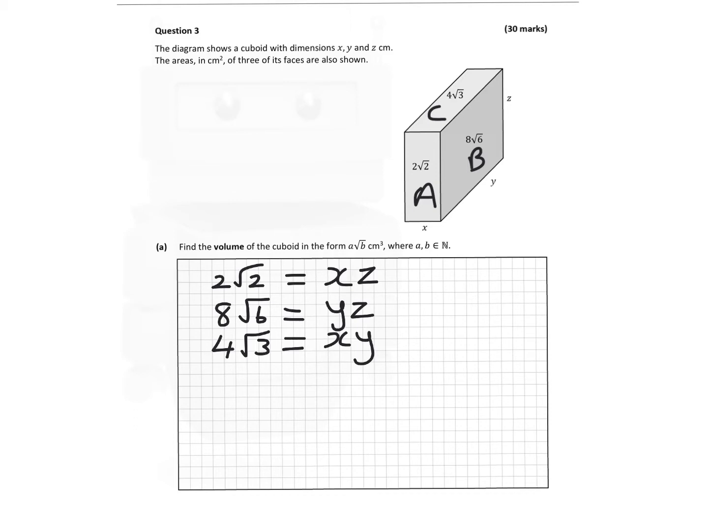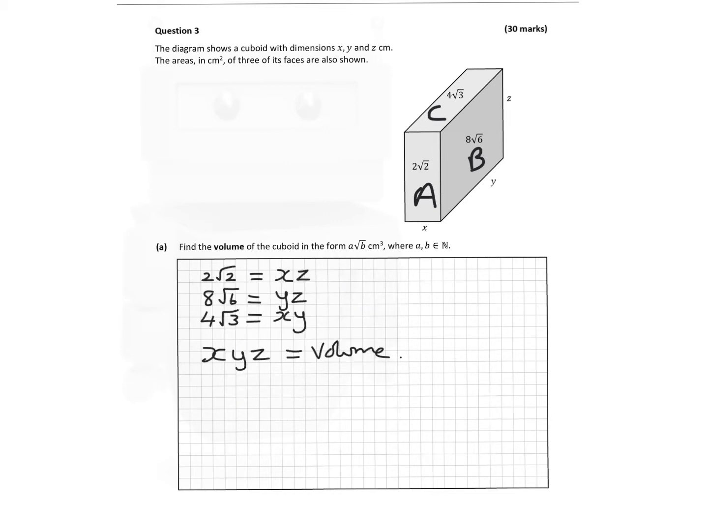Okay, so that's all we know at the minute. That's what we have. We are going to be looking for x by y by z, and that's going to be equal to the volume. So what I can see here is that if I multiply all these together, xz, yz, and xy, well, multiplying all of those together will just simply give me x squared, y squared, z squared.